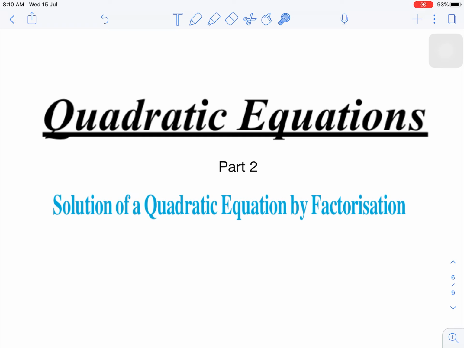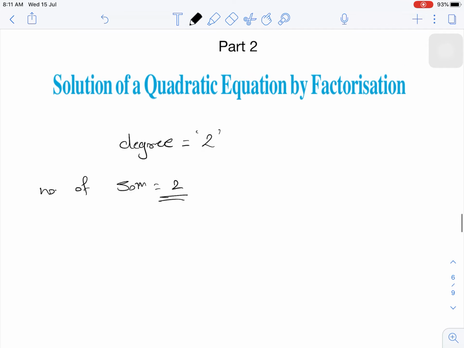Now we know that a quadratic equation, by the name itself, suggests that it is an equation in which the degree of the variable will be 2. So for our convenience, consider that if the degree is 2, then the number of solutions will be equal to 2. Okay, so let us start this.